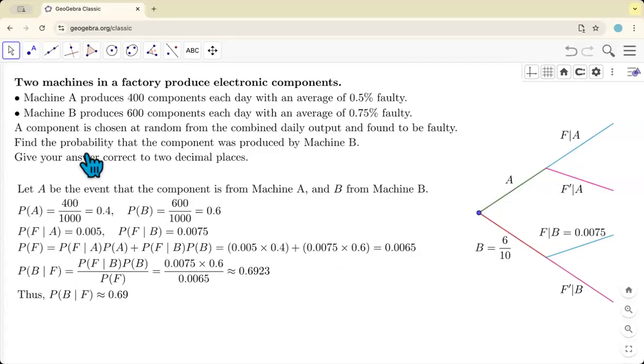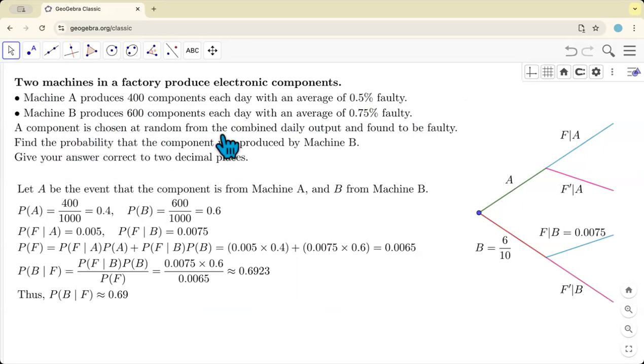All right. So we're going to look at this question. Two machines in a factory produce electronic components. Machine A produces 400 components each day, with an average of 0.5% being faulty. Machine B produces 600 components each day, with an average of 0.75% being faulty.